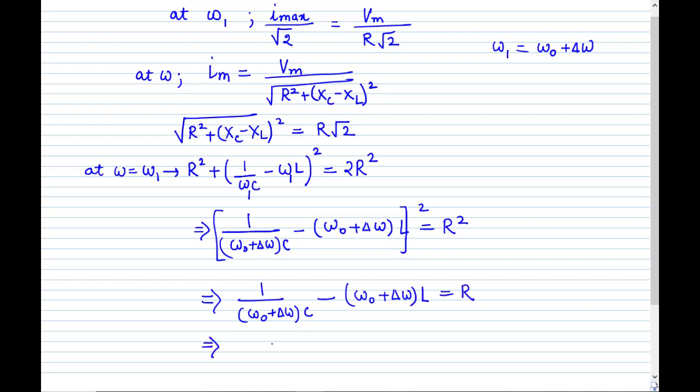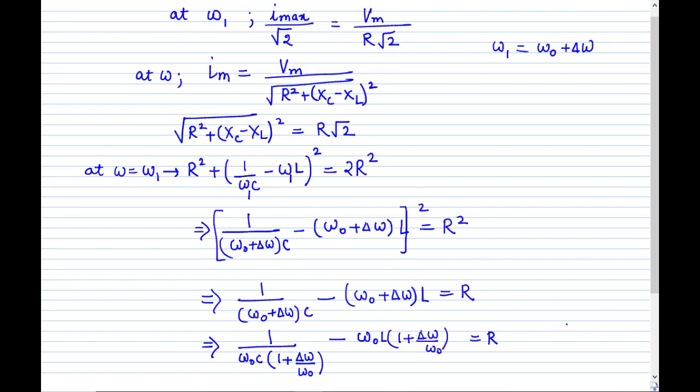So if we take omega naught C as common, then this will be 1 plus delta omega upon omega naught. And this is again, if we take omega naught common, then this is 1 plus delta omega upon omega naught.